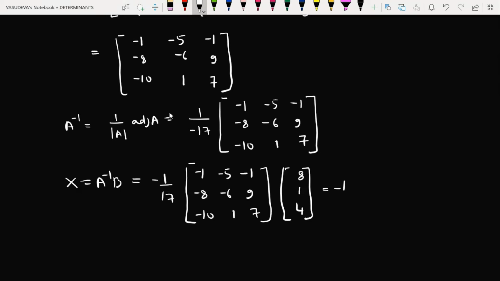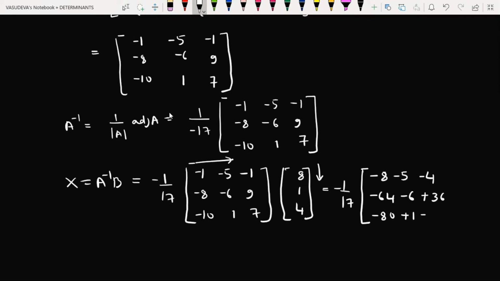So that is minus 1 by 17 into, taking the first rows and the columns: minus 1 into 8 is minus 8, minus 5 into 1 is minus 5, minus 1 into 4 is minus 4. Minus 8 into 8 is minus 64, minus 6 into 1 is minus 6, 9 into 4 is 36. Minus 10 into 8 is minus 80, and 1 into 1 is plus 1, plus 28.